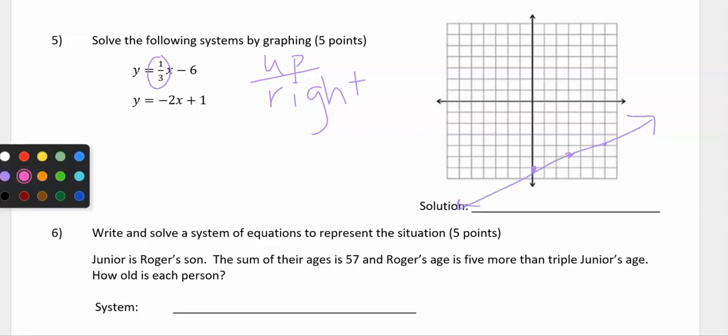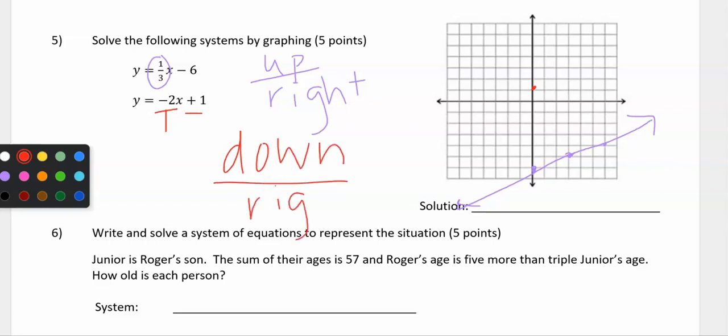Now I'm going to graph the other line. This one has a y-intercept of 1. So I go up 1, plot a point, and the slope is negative 2 over 1. I'm going to count that down and right. So down 2, right 1, and I'm going to keep counting it until, boom, right there, I land on that other line. That makes it really easy for me to see my answer.